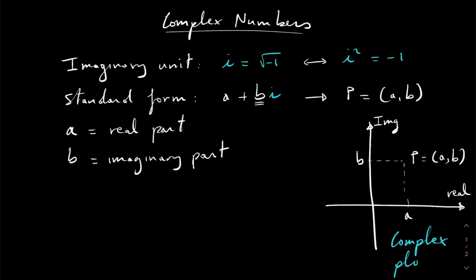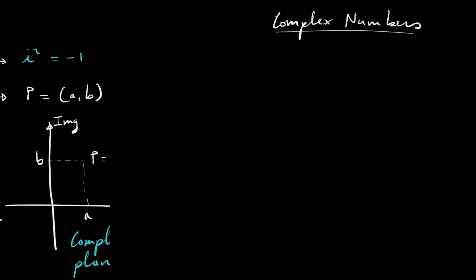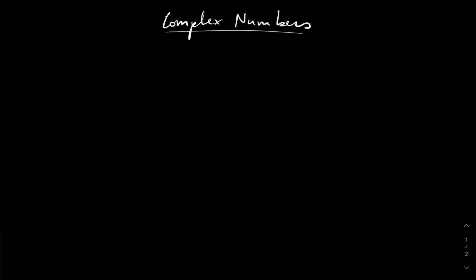Now, two complex numbers are said to be equal if their real parts are equal to each other and their imaginary parts are equal to each other. Both of those conditions have to be met for the complex numbers to be equal. And so how do you actually operate on complex numbers? How do you add, multiply, divide, or even simplify them? And so let's go through some examples here so we can see how that works out.